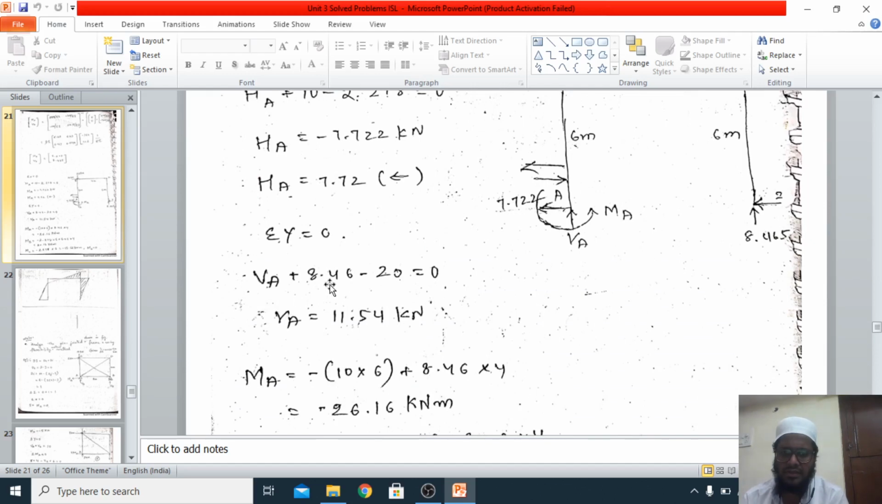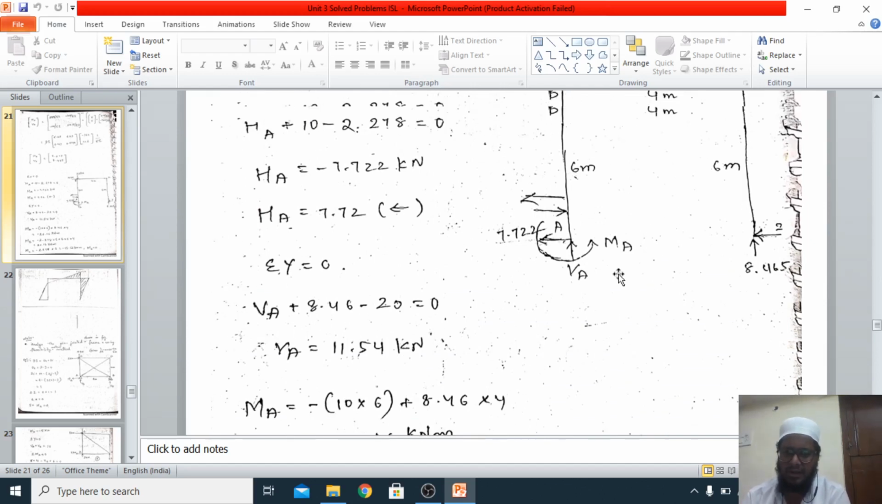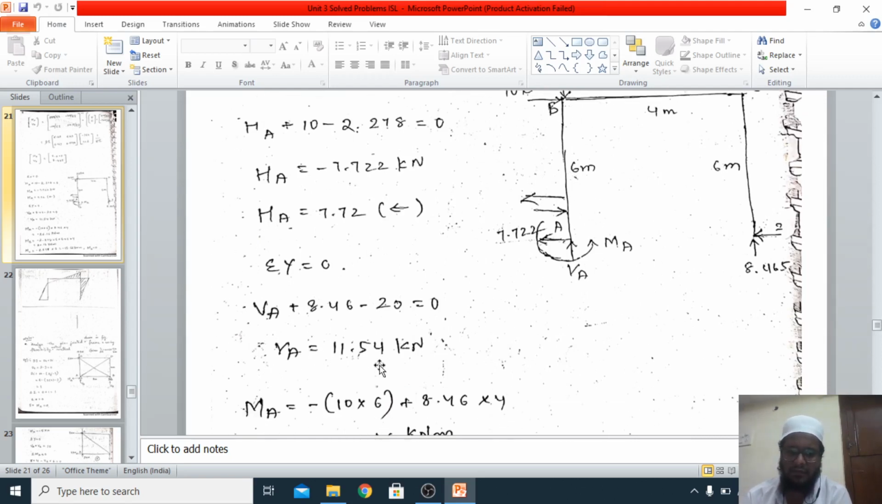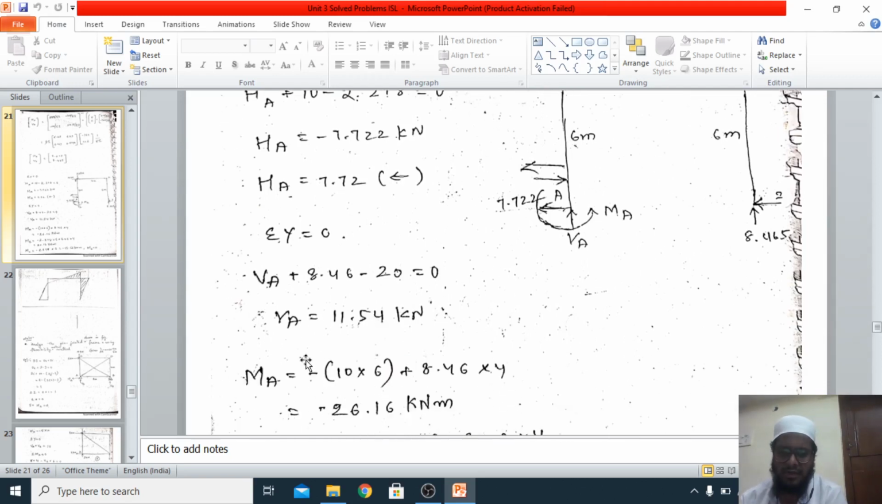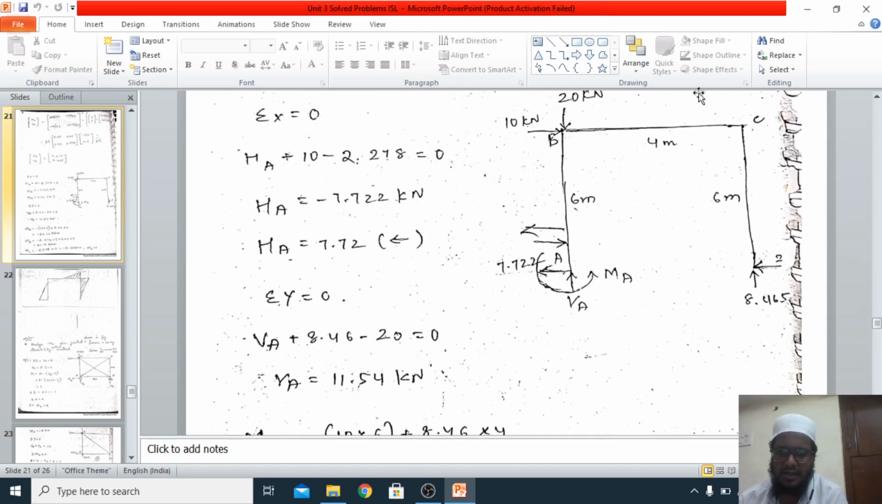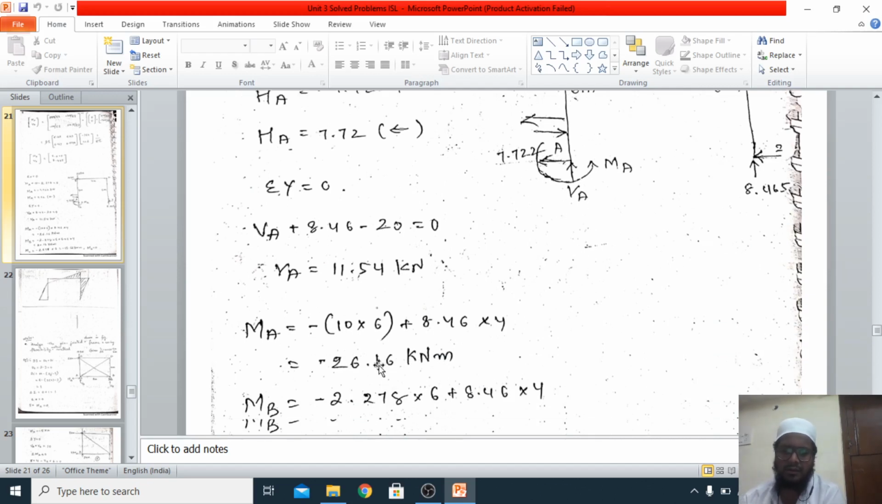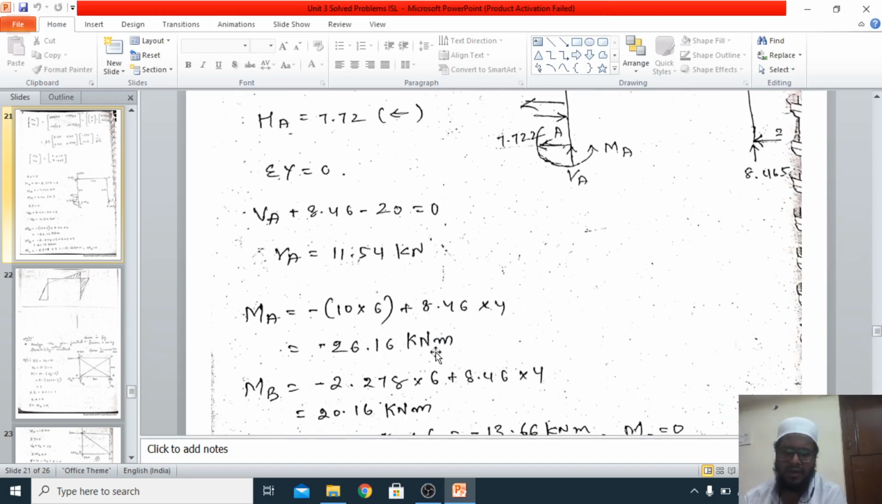What is this 8.46? 8.466 is VD, minus 20. How did we get this minus 20? We got this minus 20 from here. So finally we got the value of VA. Once you have all the values, the final thing is to calculate the moment at the support A. So MA is equal to all the values, that is minus 10 into 6, then we have 8.46 into 4. Since this force is passing through point A, we will not consider that one. So the final moment is 26.16 kilonewton meter.